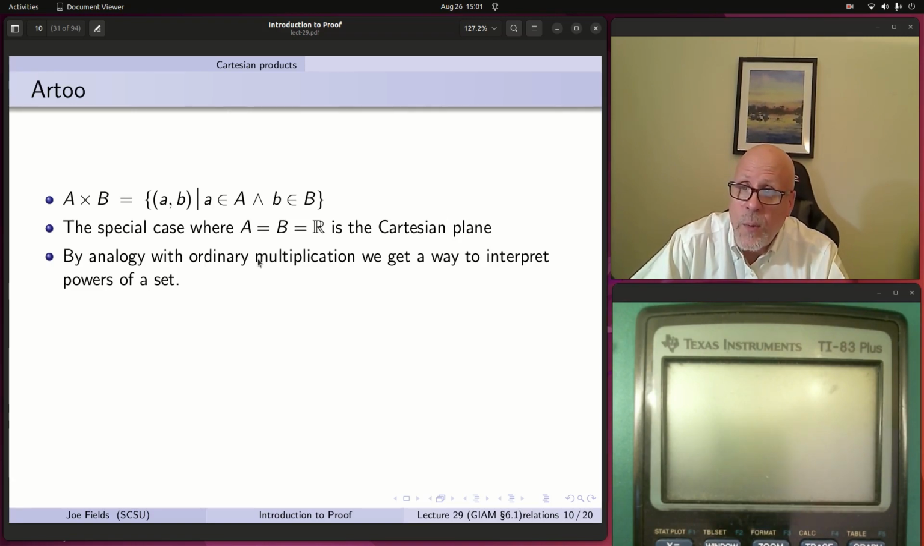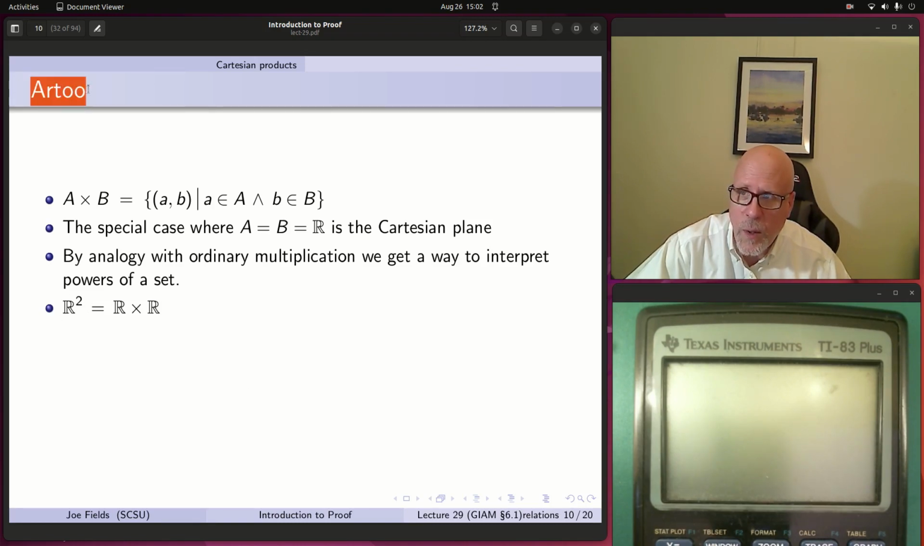Anyway, the special case where A and B are both R, that's the Cartesian plane, or the XY plane. Notice there's an analogy you can make with ordinary multiplication, and that lets you think about the powers of a set, which is not the power set, but literally raising an exponent on a set. So R2 is how that's pronounced, hence this joke. That's how they spell the name of R2-D2 in the Star Wars books, if you read those. R2 is R cross R. R3 is R cross R cross R.